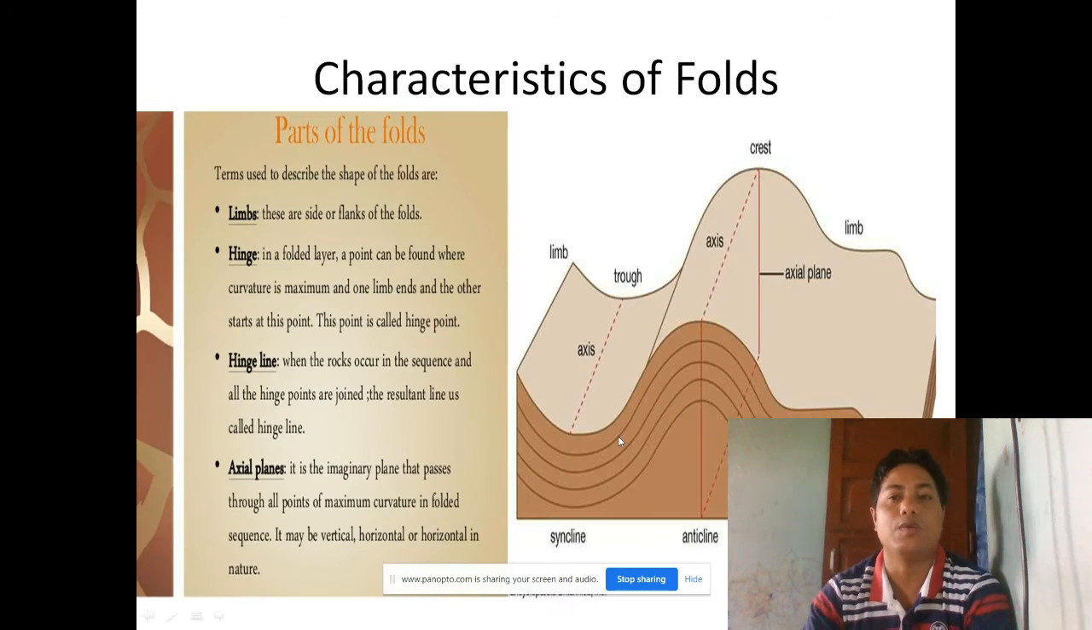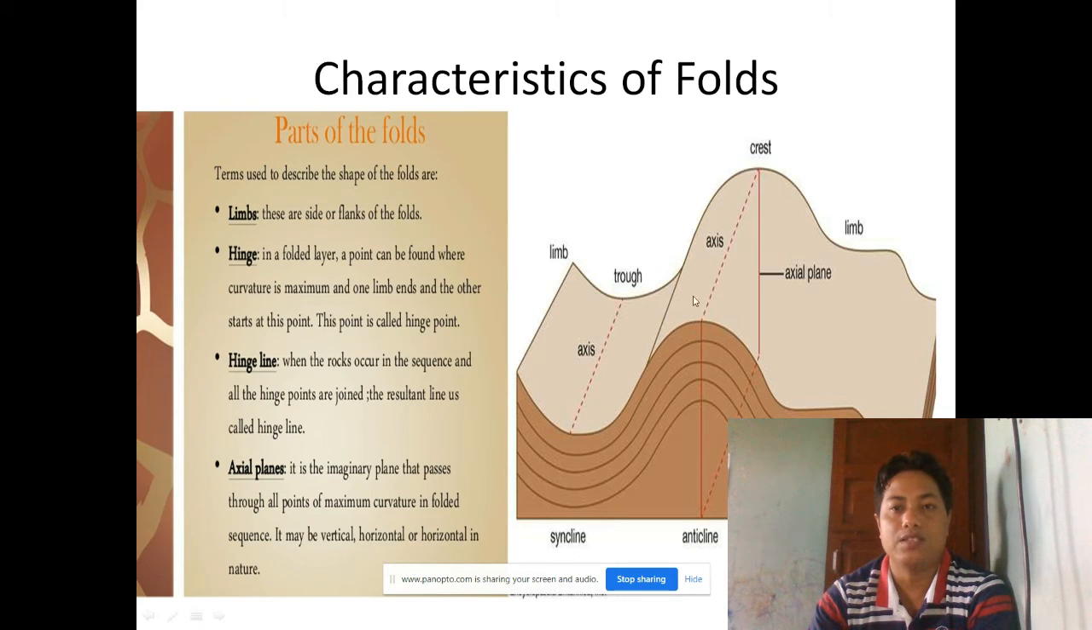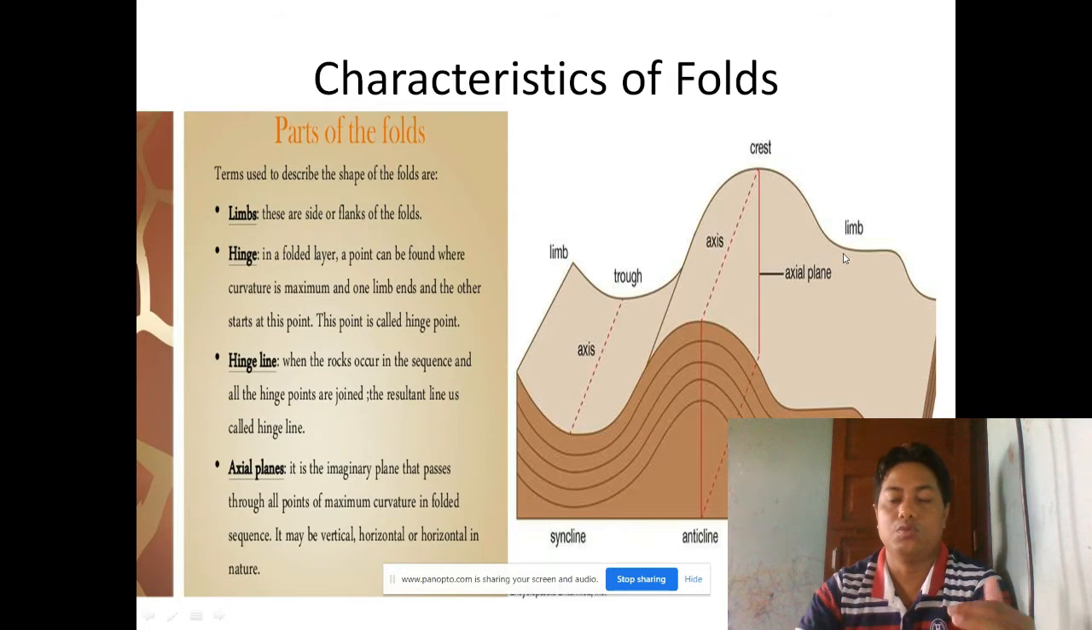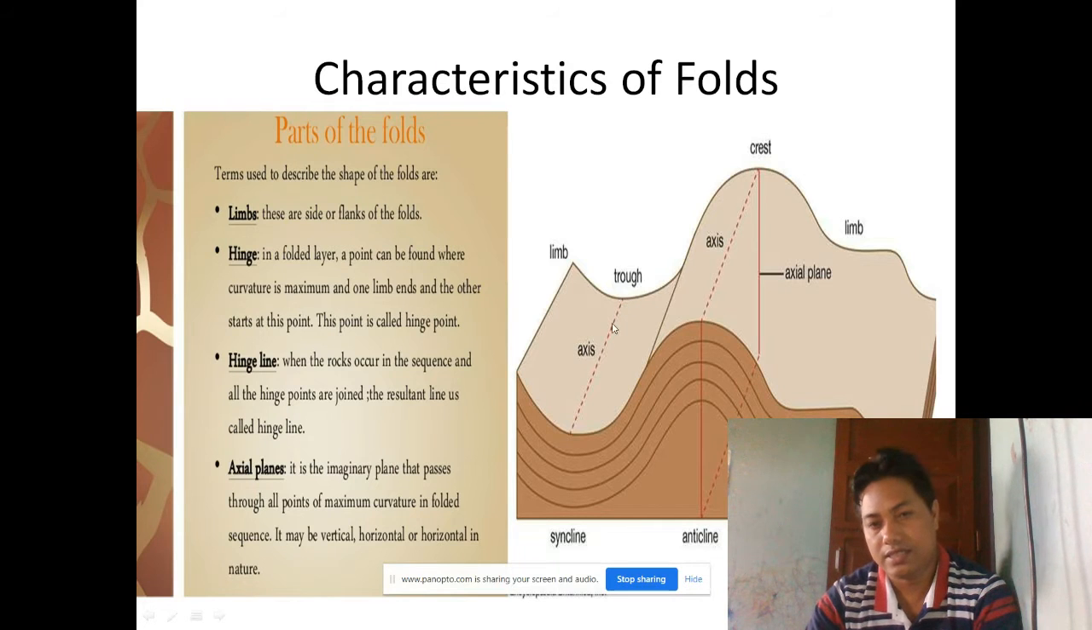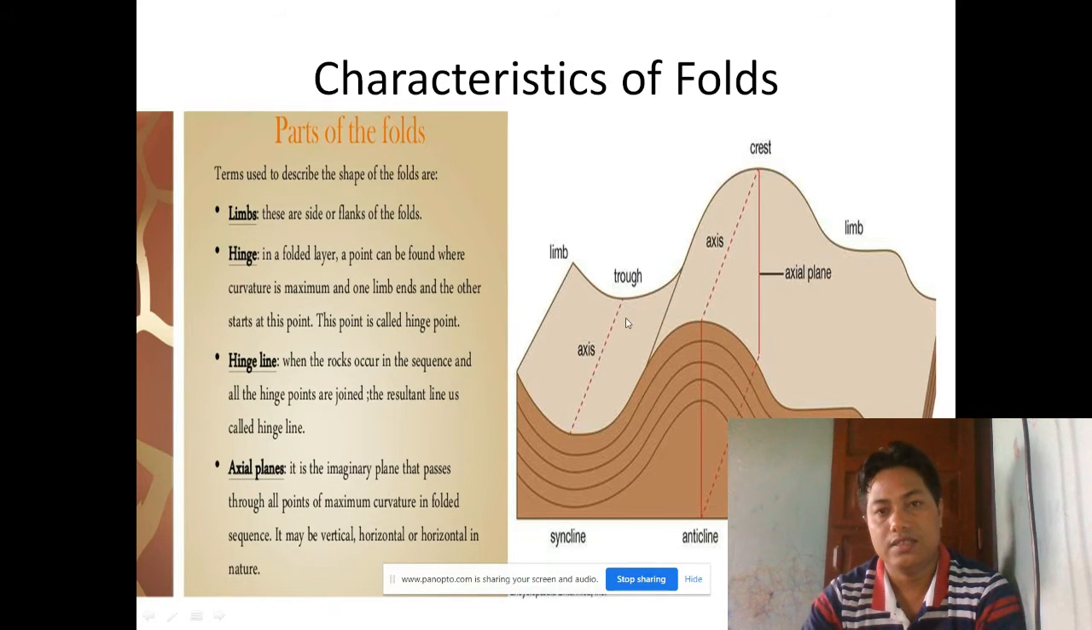So these things will be required. This upper part is known as the crest, and this is known as the trough. The two sides are called the limbs, and the axis is this. This is the angle. The axis can be in the syncline area as well as in the anticline area. So this is the axial plane.